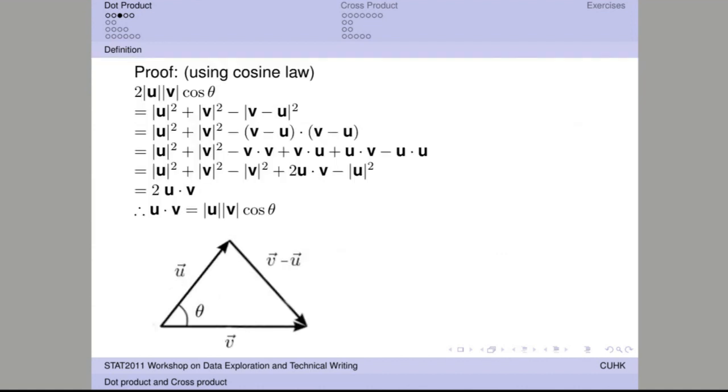Here is the proof of u dot v equals the product of magnitudes of u and v and cosine theta. By cosine law, 2 times the length of vectors u and v times cosine theta can be written as square of length of u plus square of length of v minus square of length of v minus u. After calculations, we get 2 times vector u dot v. Therefore, u dot v equals the product of magnitudes of u and v and cosine theta.